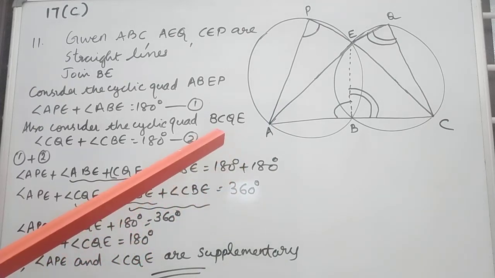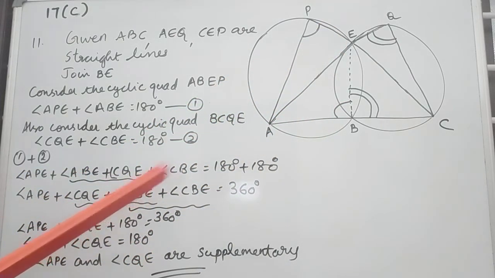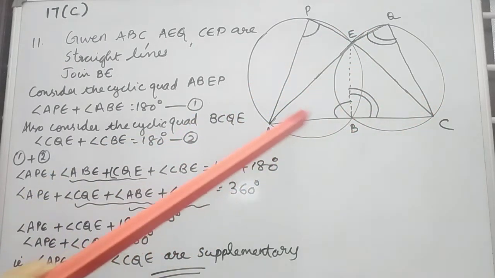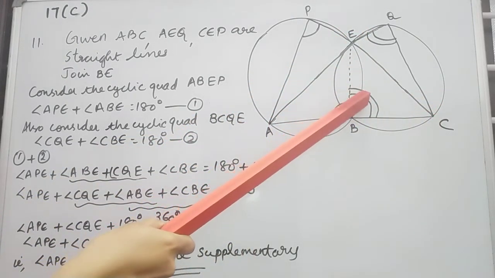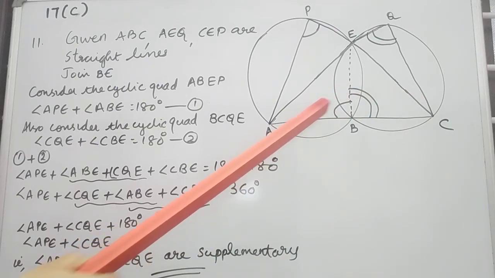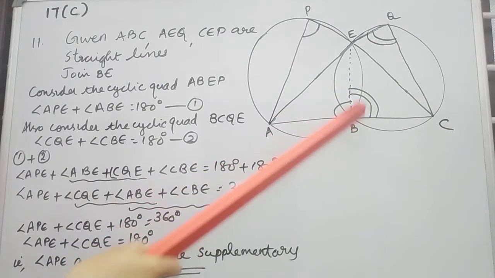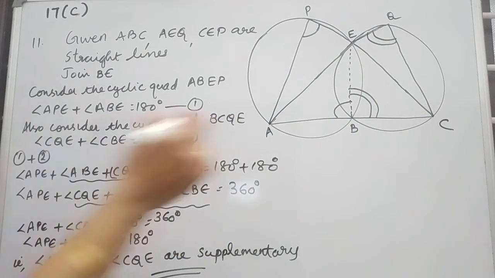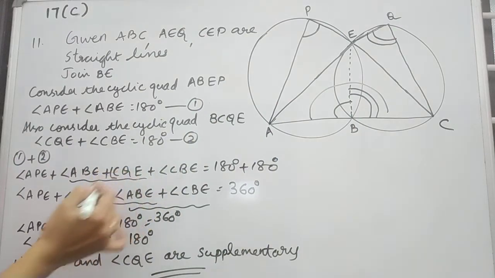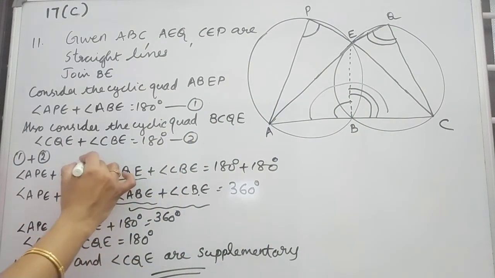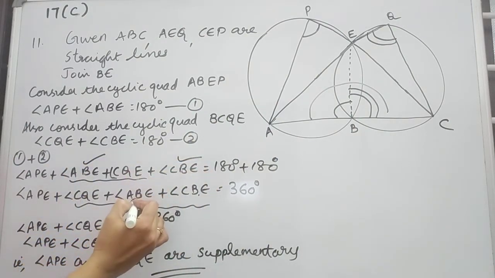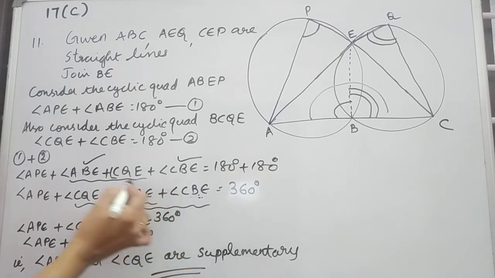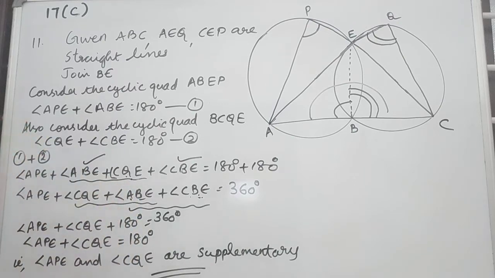Why are we rearranging this? We know ABC is a straight line. They gave ABC is a straight line. That means the sum of these two angles will be 180 degree. So the sum of ABE and CBE will be 180 degree. That's why we are rearranging this step. ABE and CBE together we are writing, so that we can write this angle as the sum of these two, as 180 degree.